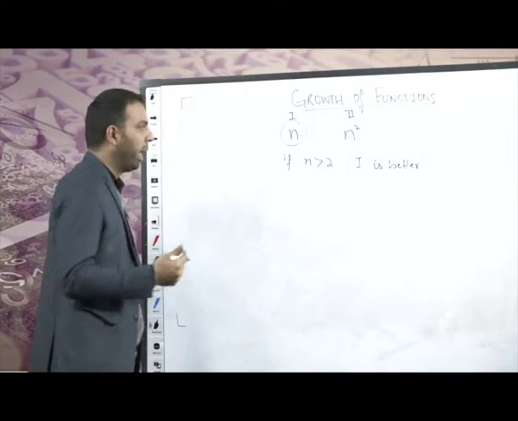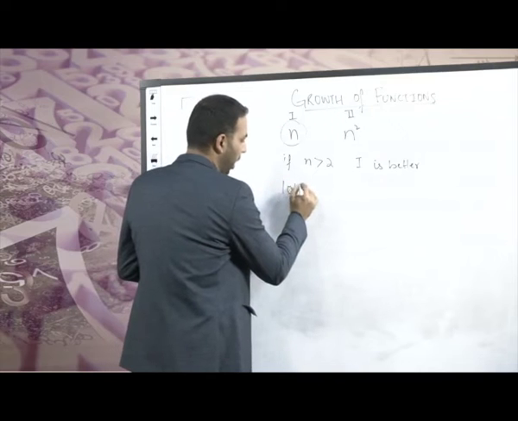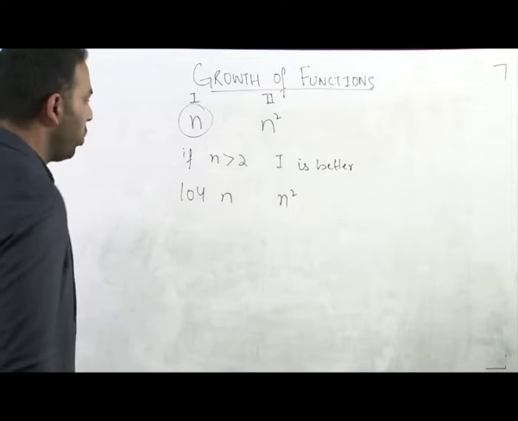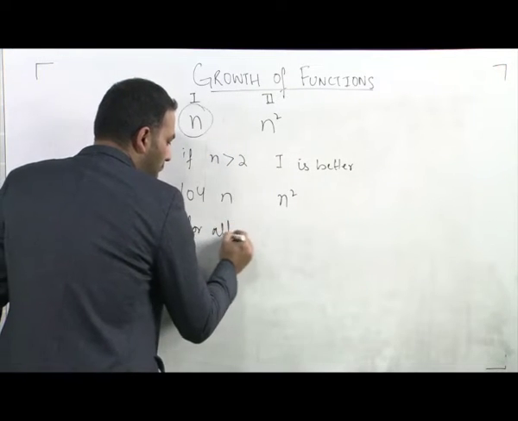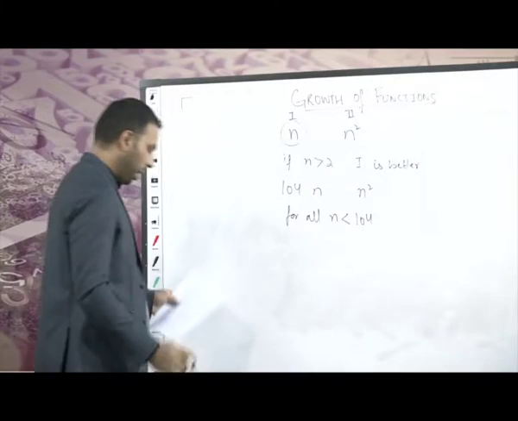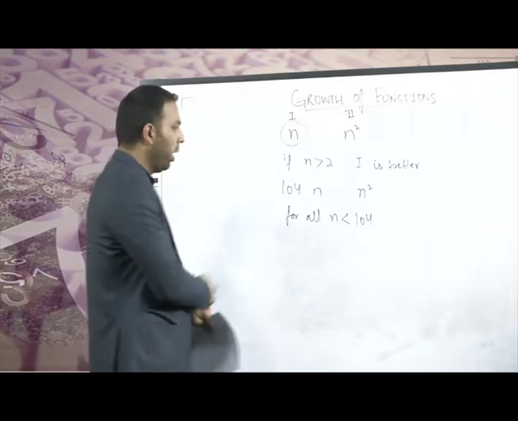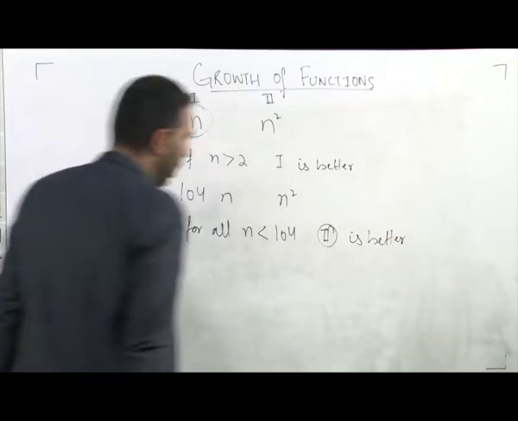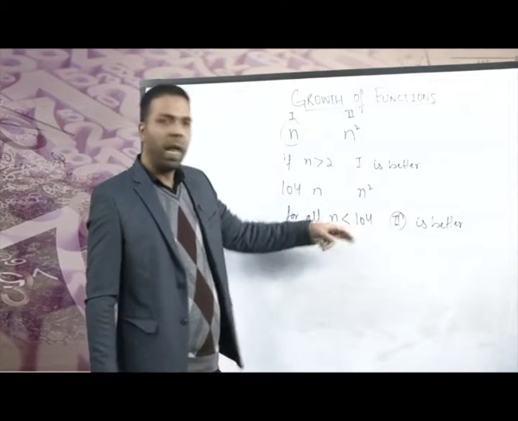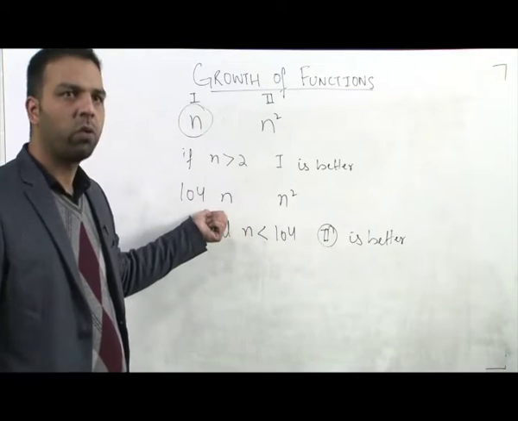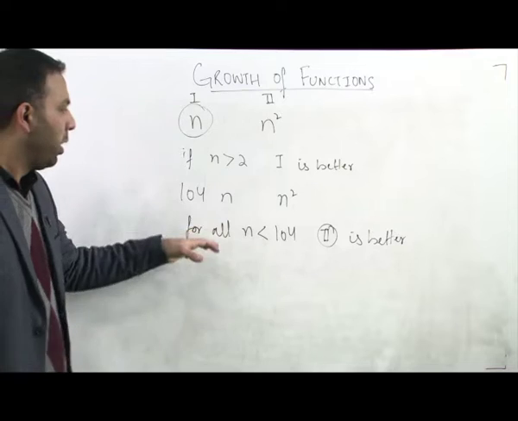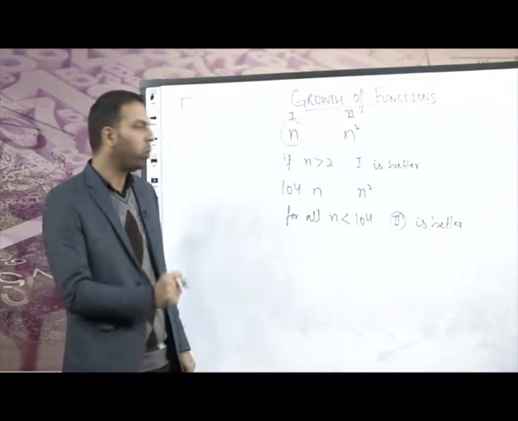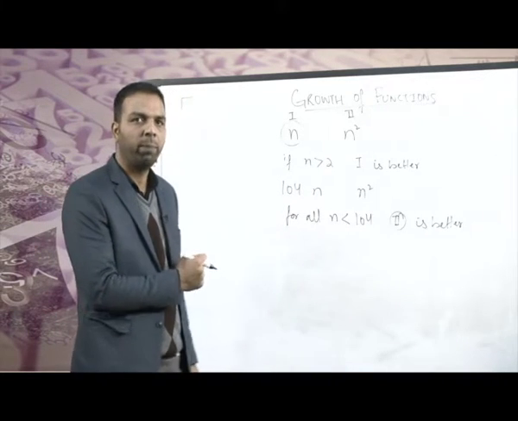In another example, you will get a better idea. Say we are having 10^4 n as one algorithm and the time complexity of the other algorithm is n square. So for all n less than 10^4, as long as n is less than 10^4, algorithm 2 is better. When n becomes 10^4, this will be 10^4 into 10^4, that is 10^4 square, and this will be 10^4 square. At that time it will be equal. So we cannot simply say algorithm 1 is better than algorithm 2 just by looking at the leading term. We also need to know about the constants involved with the leading terms. That's what I want to tell you.